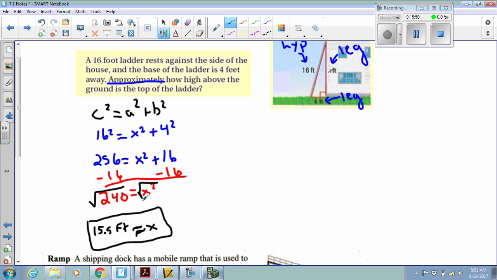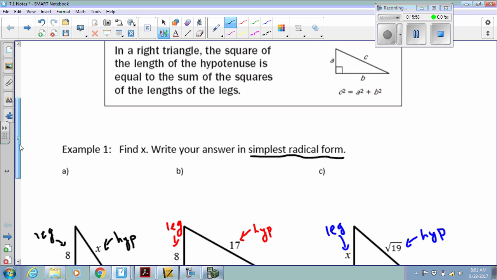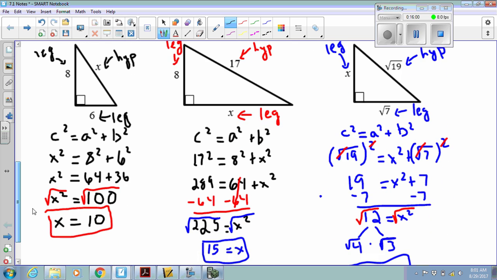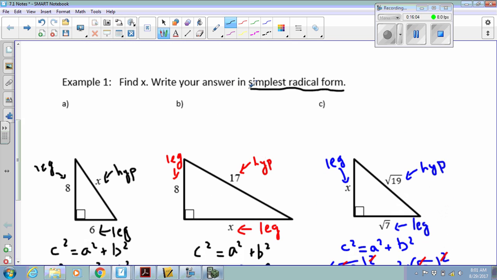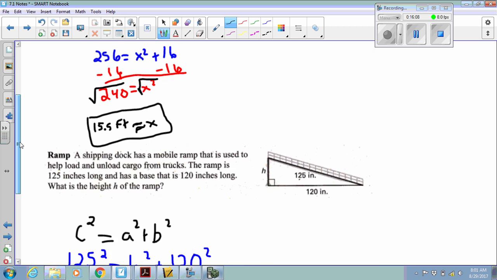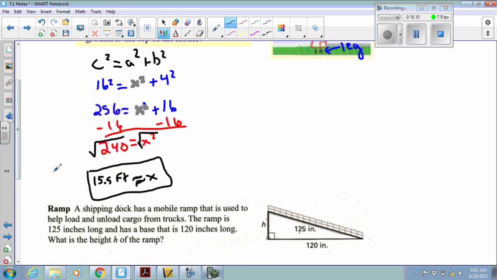So when you do word problems, it is okay to take the square root and not leave it in simplest radical form. But whenever you do these calculations, just like in example 1, you need to leave it in simplest radical form because it tells you to do so. Okay, I would like you to try the second word problem. It's going to be very similar to this one. So pause the video and try it on your own.